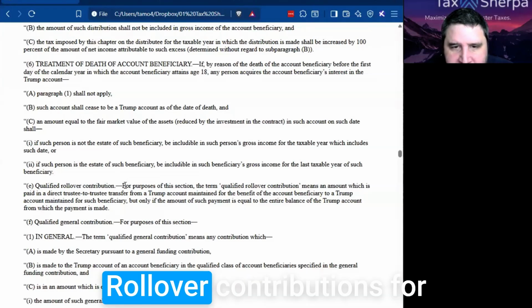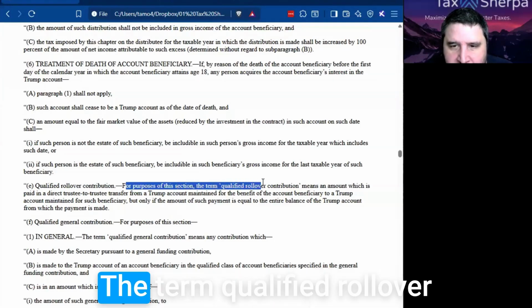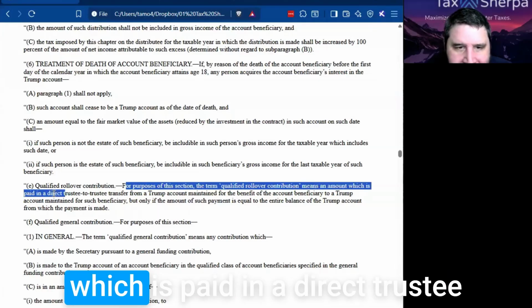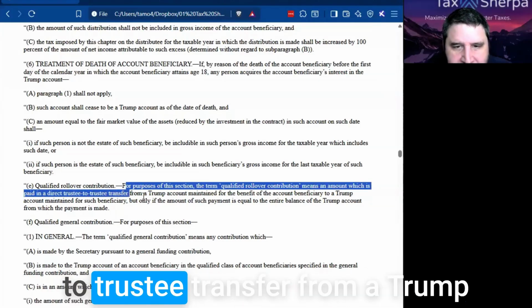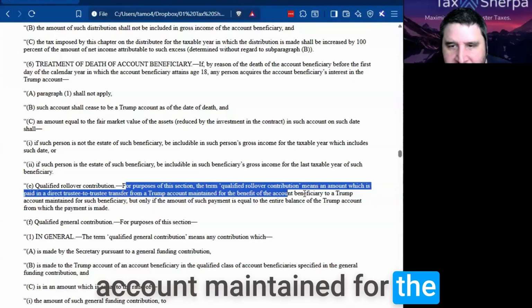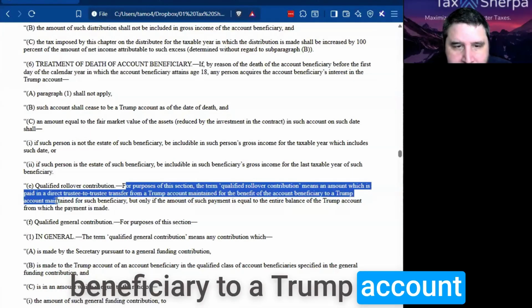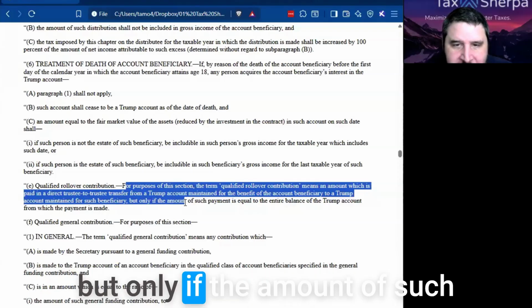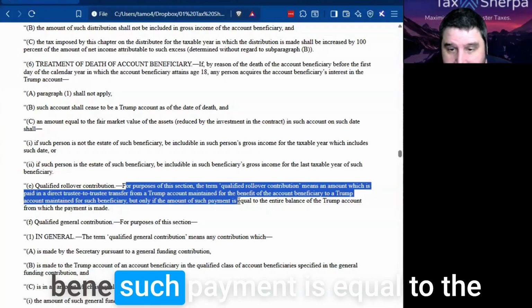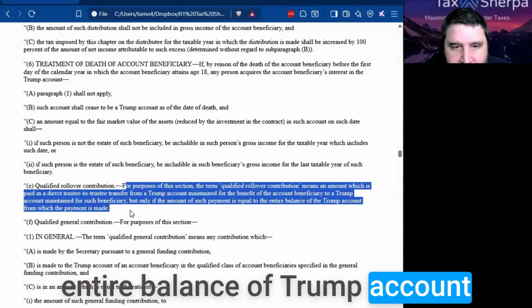Qualified rollover contributions. For purposes of the section, the term qualified rollover contribution means any amount which is paid in a direct trustee to trustee transfer from a Trump account maintained for the benefit of the account beneficiary to a Trump account maintained for such beneficiary only if the amount of such payment is equal to the entire balance of the Trump account for which payment is made.